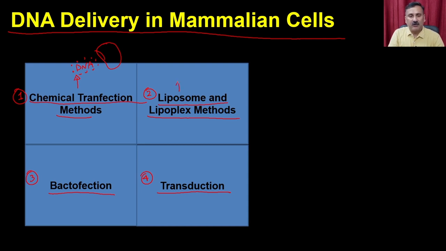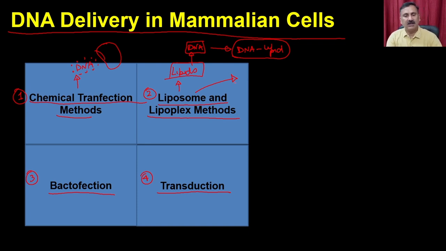In the liposome or lipoplex method, you are going to do the same thing, but instead of using chemical agents, you are going to use lipids. In this case, sometimes you use cationic lipids, and the cationic lipids are going to bind the DNA, and that's how you get the DNA-lipid complex. This DNA-lipid complex can be readily taken up by the cells. In some cases, people are also trying the liposome method, where you entrap the DNA inside the liposome, and that's how they are taken up by the mammalian cells.